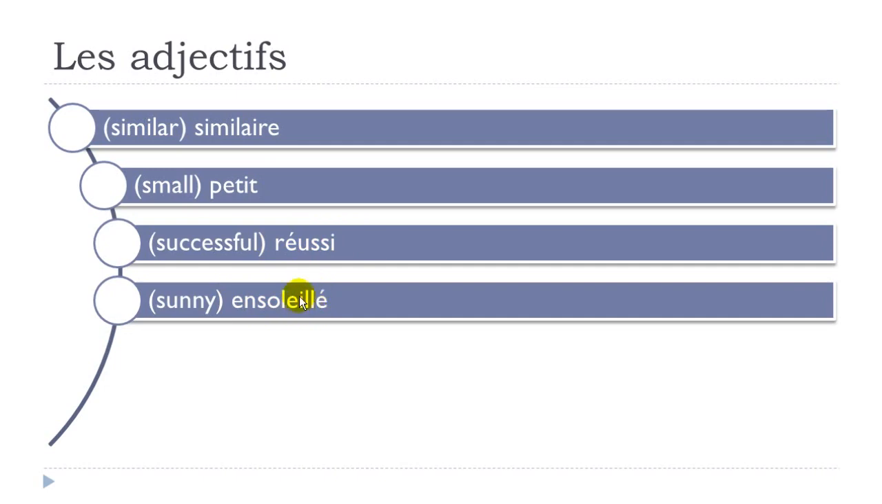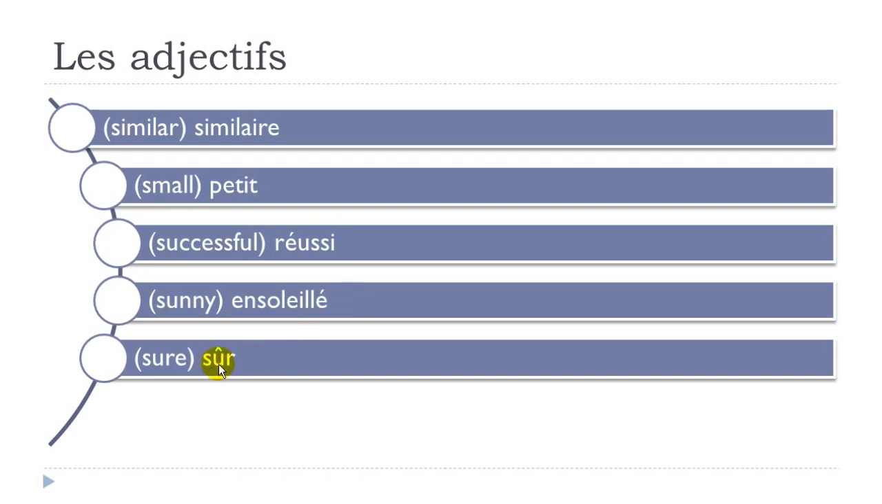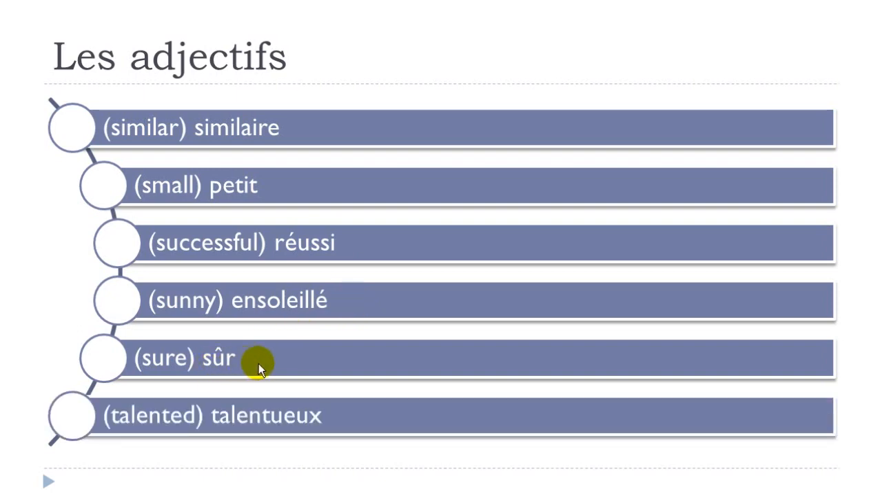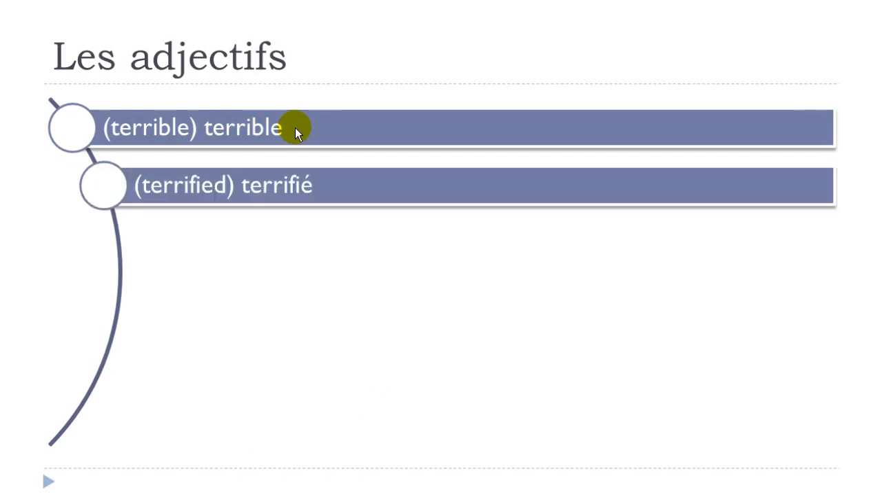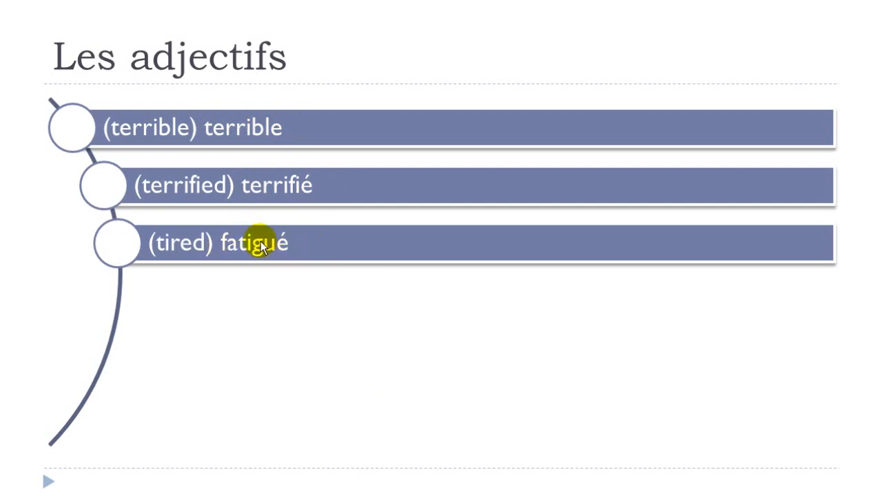Ensoleillé. Remember, double L after E. Ensoleillé. Sûr. Talentueux. Final X not pronounced. Then you get this E, U together. E, then T-U, tueux. Talentueux. Terrible. Terrifié. Fatigué. Okay, remember when you combine this G, U, and E, you will get the G, okay? But in that case, you get the accent, so it's G, all right? Fatigué.